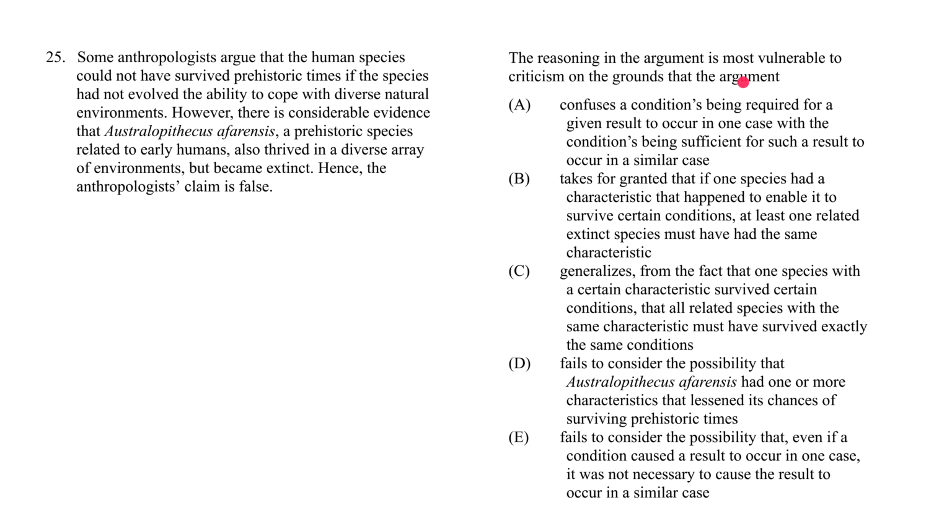Let's take a look at another Flaw descriptive weakening question. The question stem reads very standard. The reasoning is vulnerable to criticism on the grounds that the argument has done something, right? Because the argument confused something, took for granted something, failed to consider something. So once again, we have to apply the two-step test.